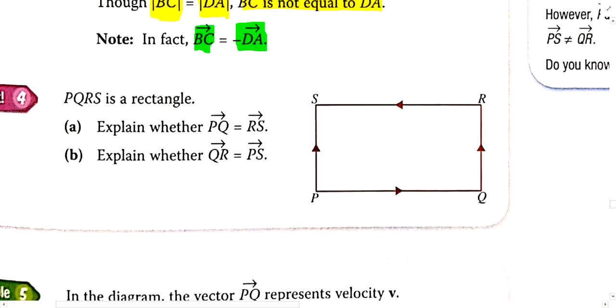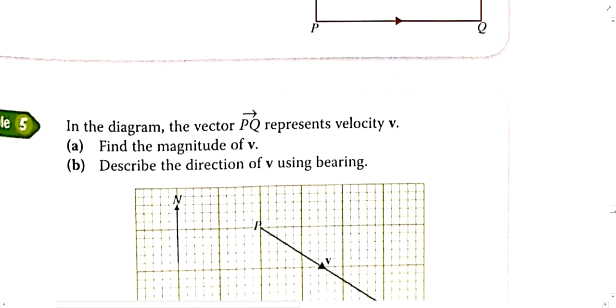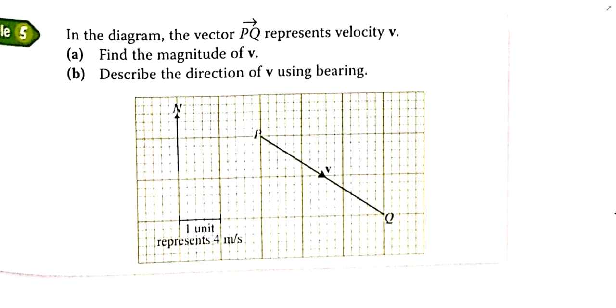Okay, example 4 we don't need to go through, quite straightforward. Now, example 5. Here we have the vector PQ. It represents velocity. Okay, now it is no longer just about displacement. Now we see velocity being used as an example for a vector. Where does this vector start from? P or Q? P, ends at Q.